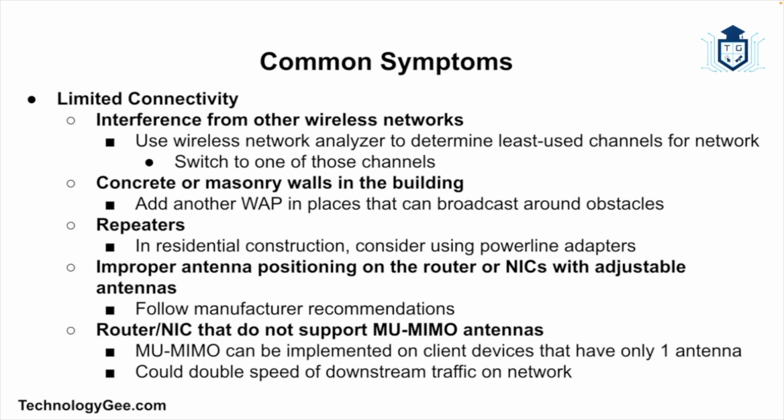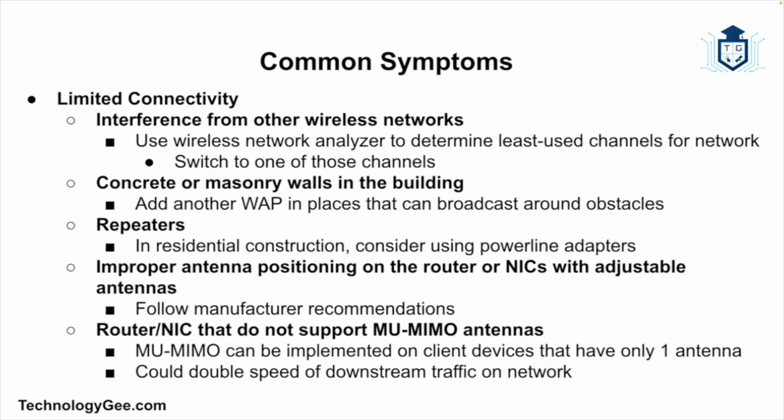It can be caused by concrete or masonry walls in the building. So if relocating the router is not possible, add another wireless access point in places that can broadcast around obstacles. Might be caused by a repeater. In residential construction, you want to consider using power line repeaters.